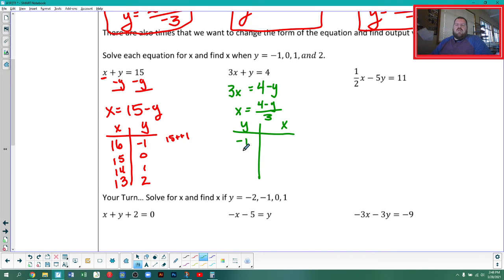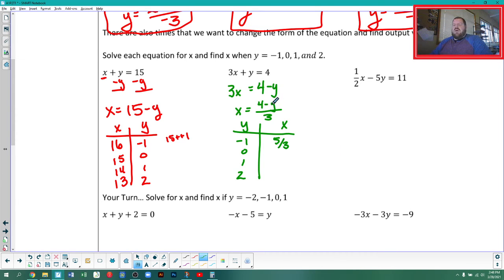So -1, 0, 1, and 2. Some of these might end up a little bit ugly, like the first one. 4 minus y, 4 minus -1. 4 minus -1 is going to be 5. 5 divided by 3, we're just going to write that as 5/3.